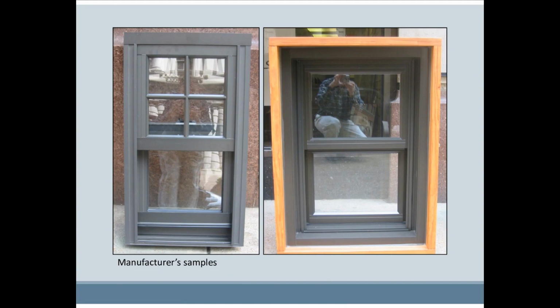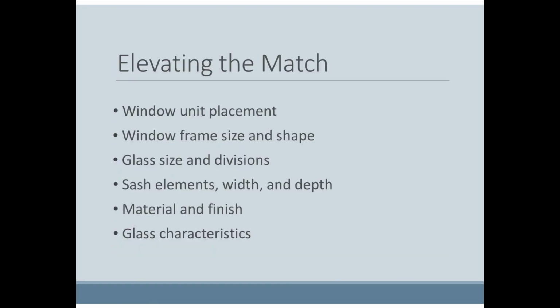When tight schedules and fabrication limitations do not permit a full mock-up, a manufacturer's sample can be helpful in understanding what the new window will actually look like. Evaluating how well the replacement window will match the old window involves a number of factors, including window unit placement, window frame size and shape, glass size and divisions, sash elements, width and depth, material and finish, and glass characteristics.